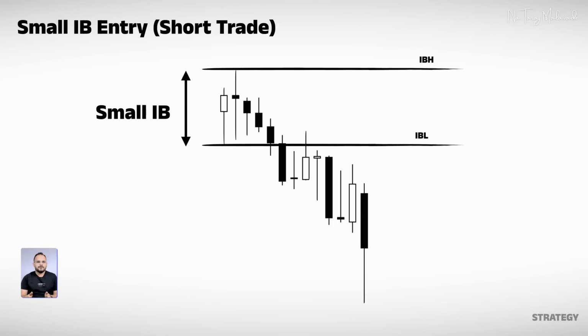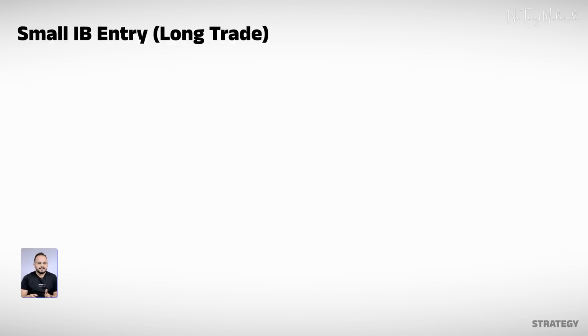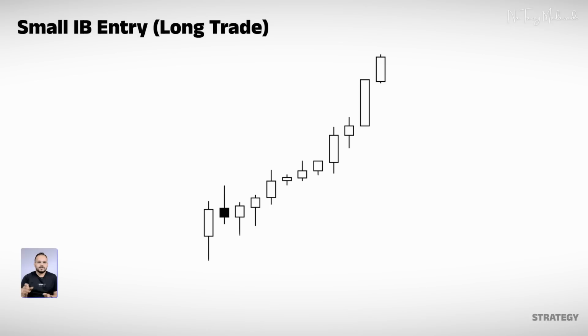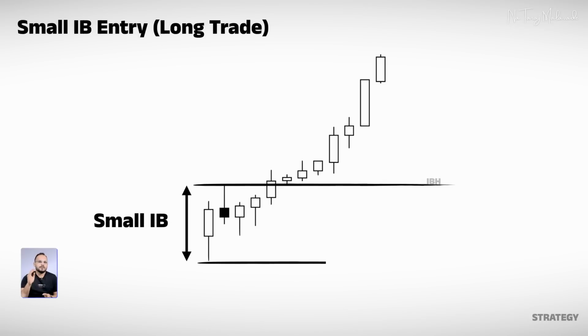Let's look at an example of a short trade with a small IB. As you can see here, suppose the market breaks below the IB low. In this particular case, we're getting very good momentum in the downward direction. And similarly, this is an example for a long trade. Here we got the small IB range and the IB high got broken after the formation of the IB, and we got a very good move in the upward direction.